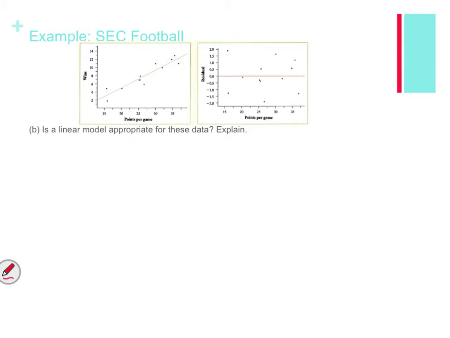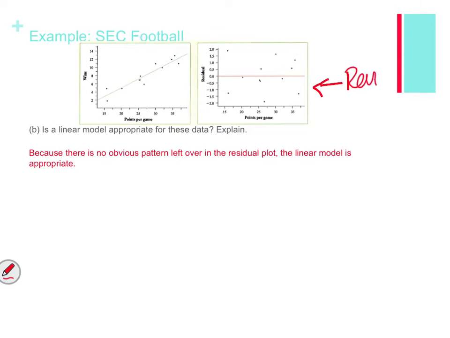Is a linear model appropriate for these data? Now I'm just going to look at that residual plot. There are no obvious patterns left over in your residual plot. This would be understood as completely random scatter, and because it's completely random scatter, a linear model is definitely appropriate here.